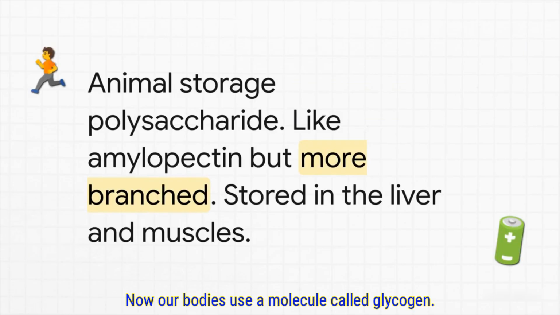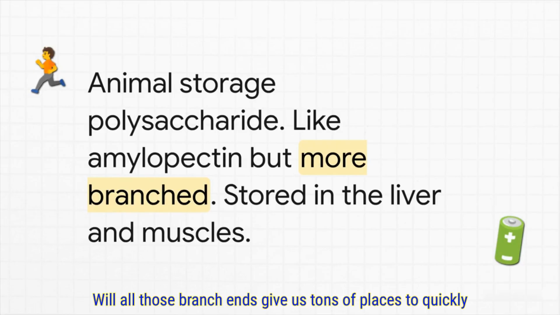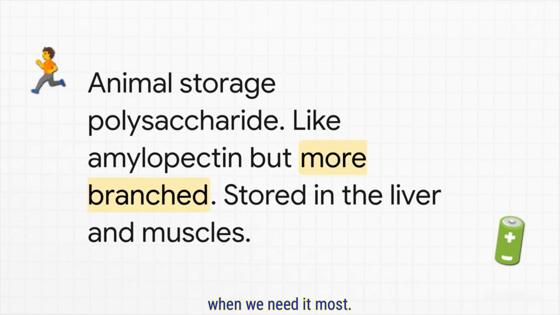Now, our bodies use a molecule called glycogen. Think of it like a super branched version of amylopectin. So why all the branches? Well, all those branch ends give us tons of places to quickly access the stored glucose. It's perfect for quick energy release in our liver and muscles when we need it most.